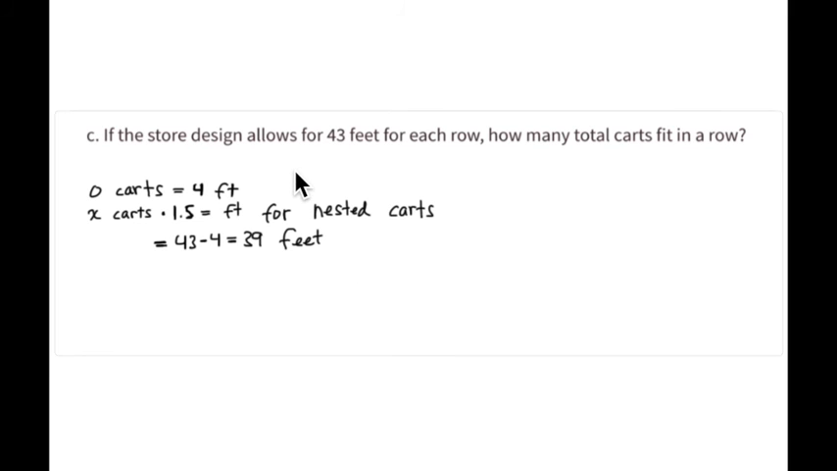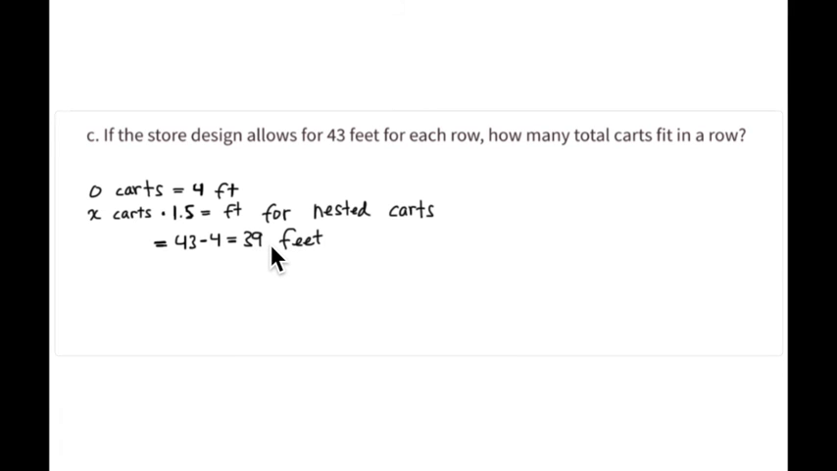The store design allows for 43 feet for each row. How many total carts? Now this is going to be total carts, not just nested carts, but the total number of carts that fit in a row. Well, 0 carts is 4 feet. X carts times 1.5 feet for the nested carts. Well, if I have 43 feet, I need to subtract that 4. So now that gets me to 39 feet. I need to subtract the 4 feet for the beginning cart. That's 39 feet.